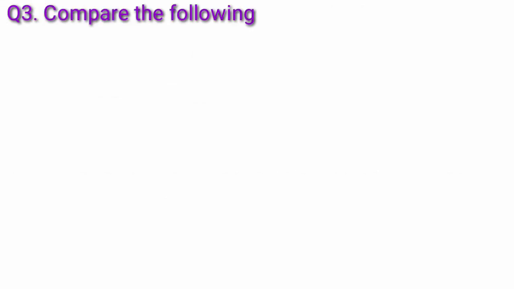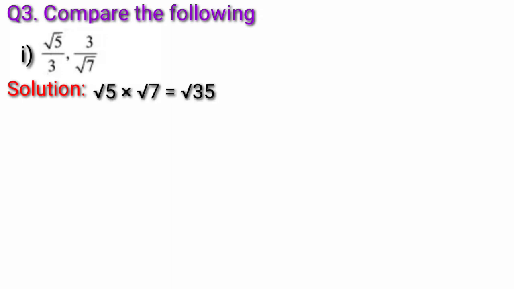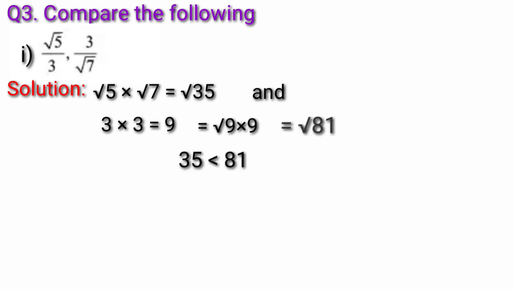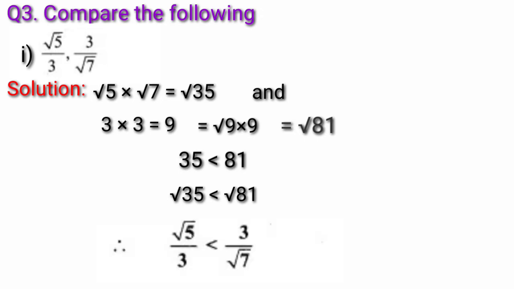Question 3. Compare the following. First, root 5 upon 3 and root 3 upon root 7. Solution. We can cross multiply to compare the numbers. So, root 5 multiplied by root 7 is equal to under root 35. And 3 multiplied by 3 is equal to 9 is equal to under root 9 square is equal to under root 81. So here 35 is less than 81. Therefore under root 35 is less than under root 81. Therefore root 5 upon 3 is less than 3 upon root 7.